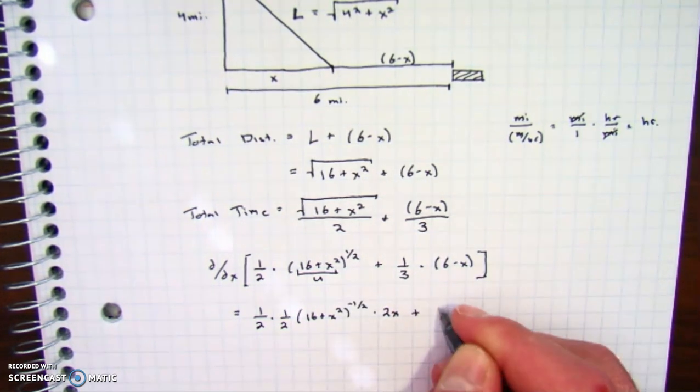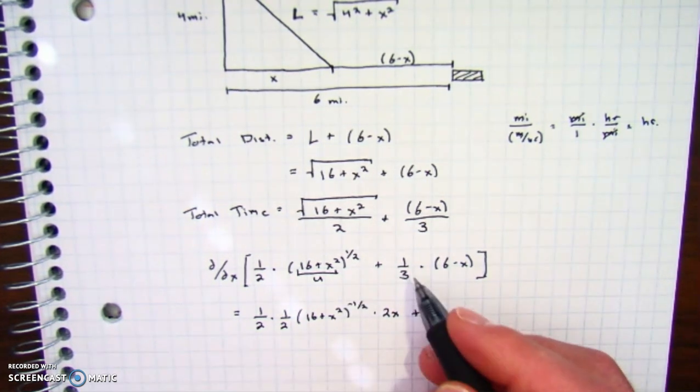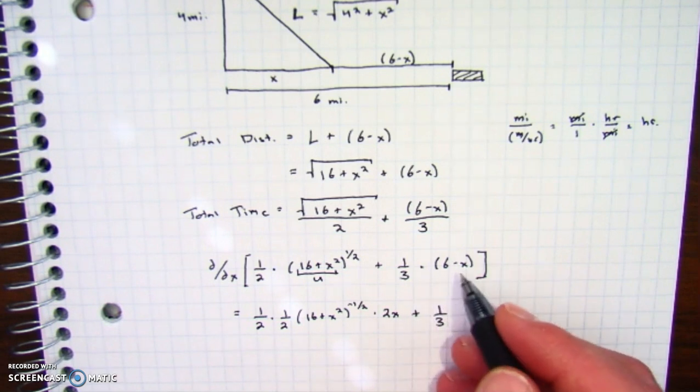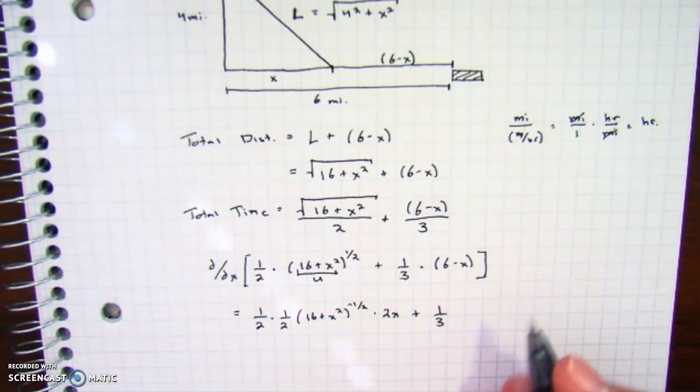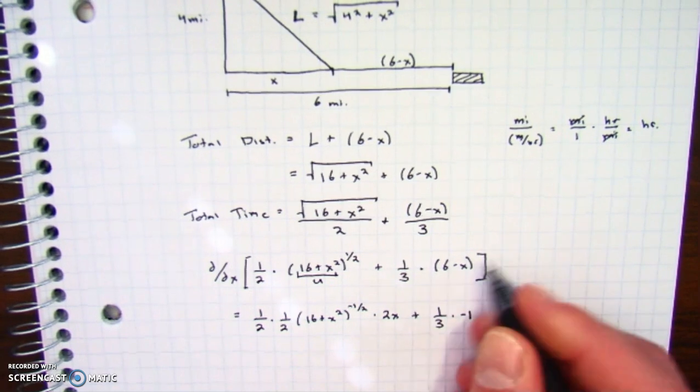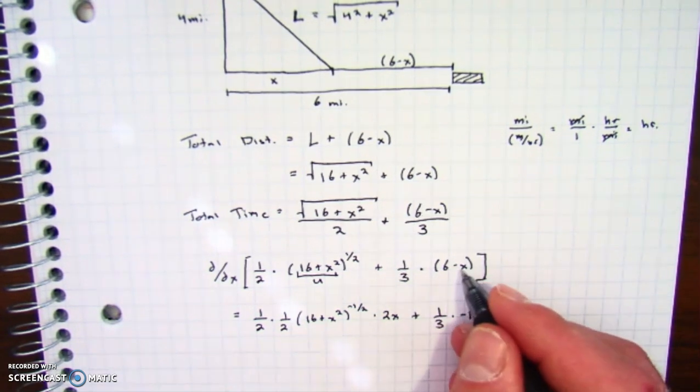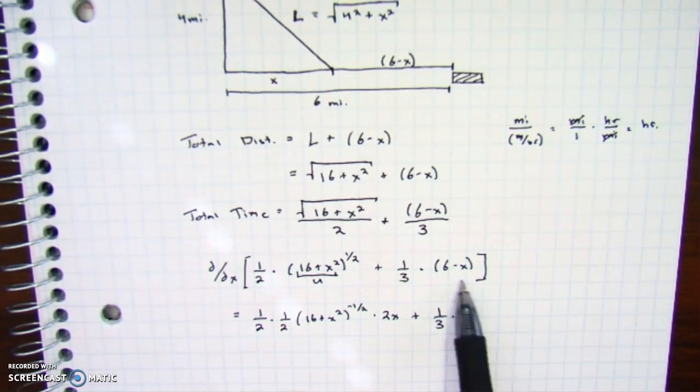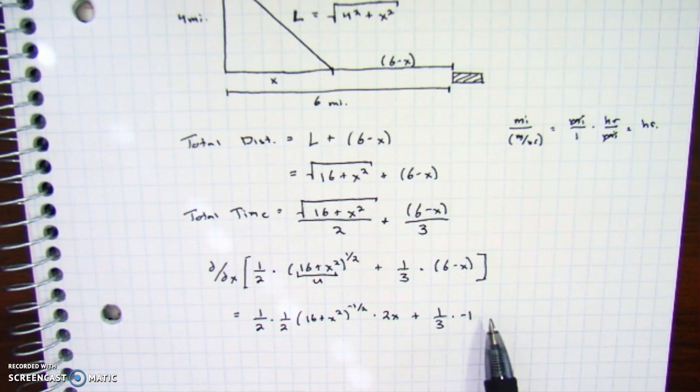Then the second one, I've got plus 1/3. The derivative of this is just -1. So the derivative of 6 is 0. So all right, there we have that one.